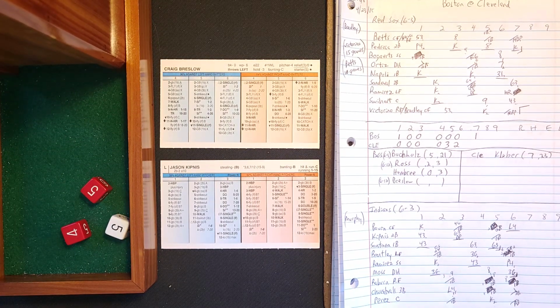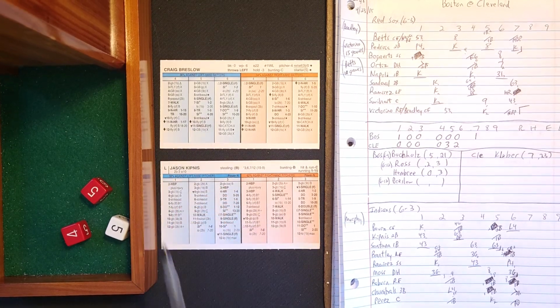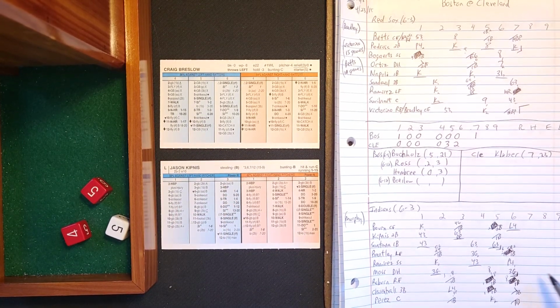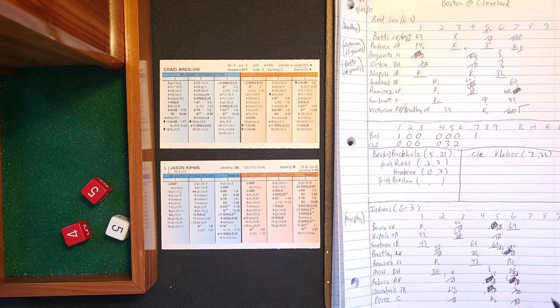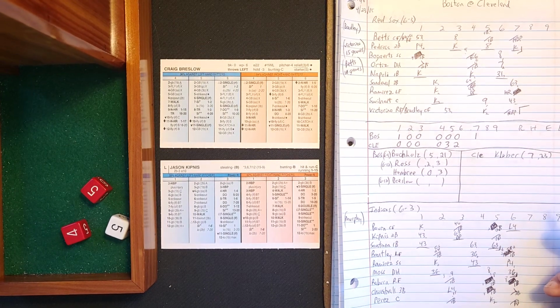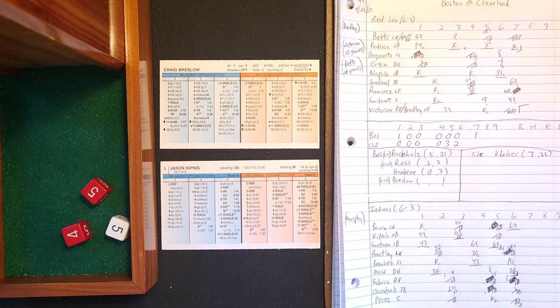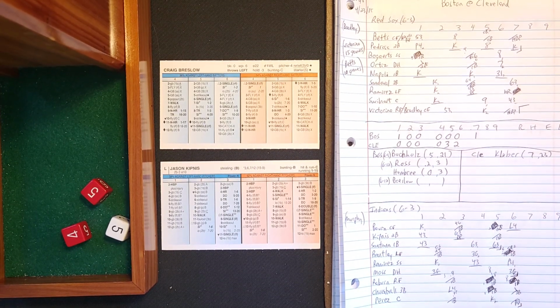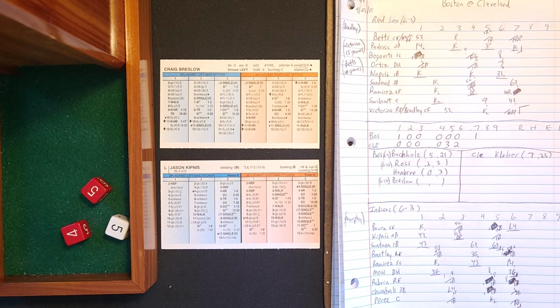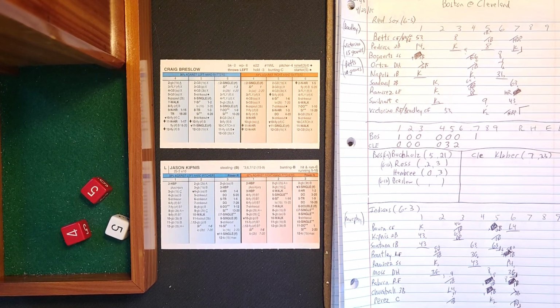5-9. Struck him out. He's not tired, obviously, because he only faced, when did he come in? I'm trying to remember when he came in. I think he came in to face Bourne. I think I forgot to write that down. So, Breslow strikes out Kipnis.